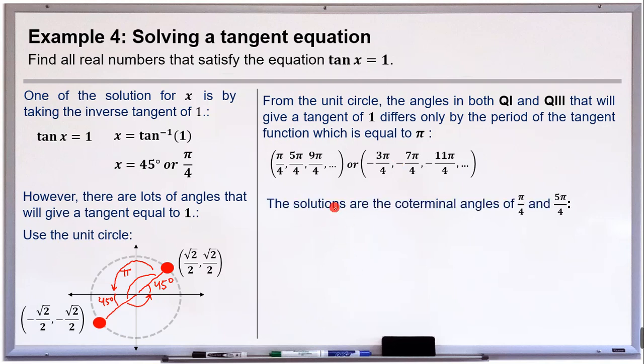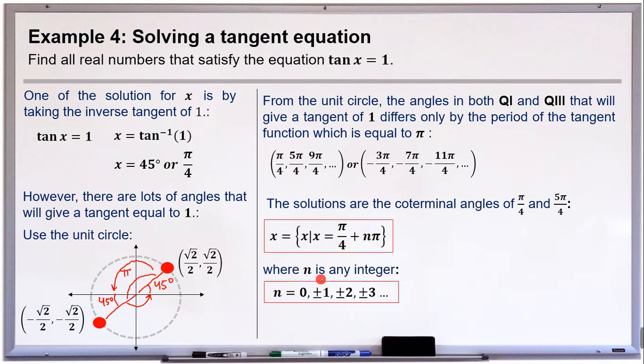So next, the solutions are the coterminal angles of pi over 4 and 5 pi over 4. So 5 pi over 4 is located in quadrant 3, and then pi over 4 in quadrant 1. So we can represent this set of angles by using this notation. Starting with pi over 4, we add n pi, wherein n is any integer. So it could be 0, plus or minus 1, up to infinity, and so on and so forth. So this is our answer in this notation.